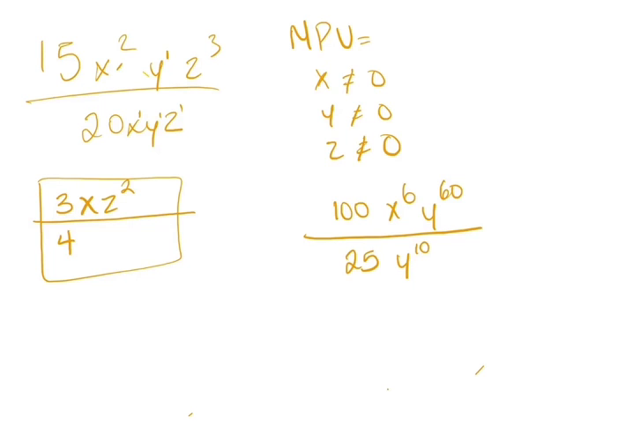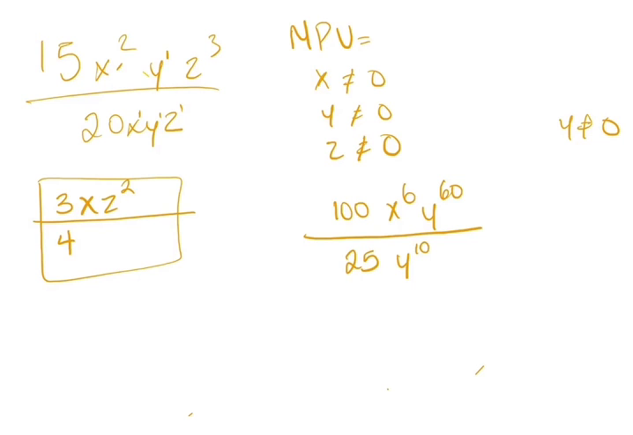First, let's find our non-permissible values. And that means that our y cannot equal 0. y cannot equal 0. So that would be our non-permissible value. Because once y equals 0, the bottom is going to equal 0, right? Because 25 multiplied by 0 would be 0 as well.